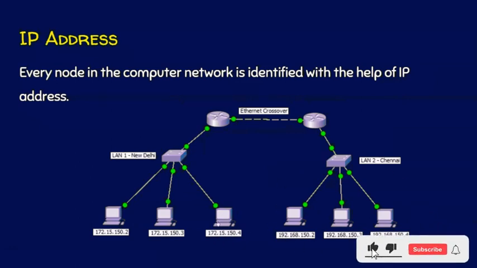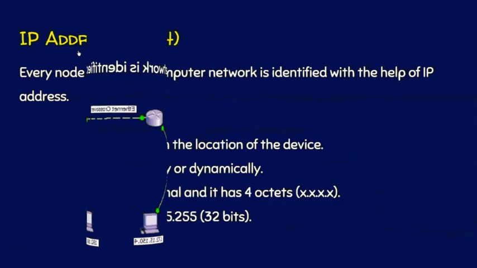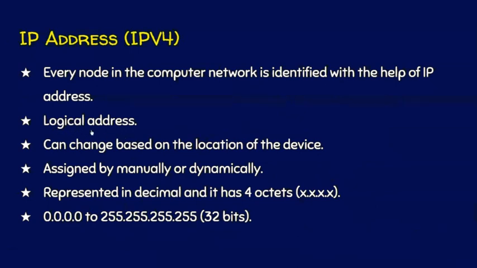Since these IP addresses can be changed based on the logic or the location, we call IP addresses logical addresses, and that is what I have mentioned here. So IP addresses are logical addresses because we can change the IP address based on the location of the device, and we can assign this IP address manually or even dynamically. We will talk about this point in the network layer part. For the time being, just understand IP addresses can be assigned manually or even dynamically.